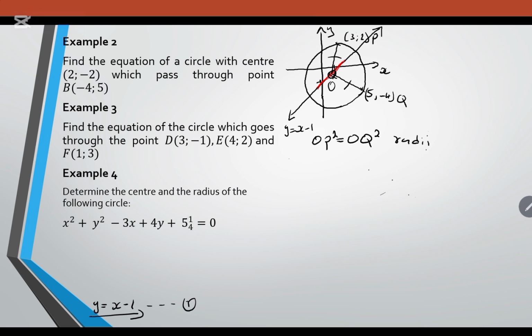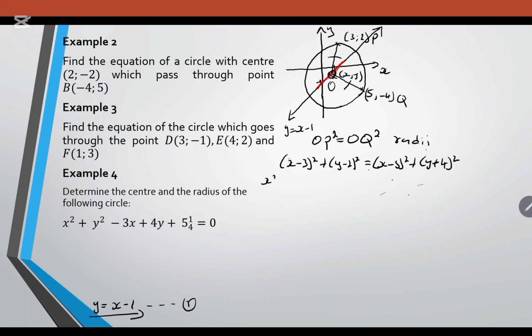So I'll give the coordinate of the center x and y. So this will be (x minus 3) squared plus (y minus 2) squared, which is equal to (x minus 5) squared plus (y minus negative 4), that is plus 4, squared. And we simplify the expression.